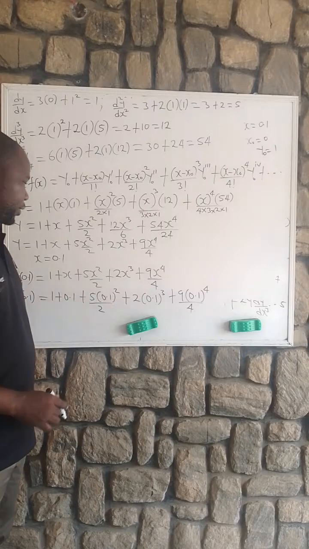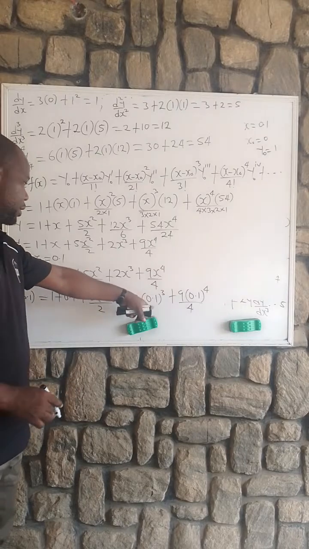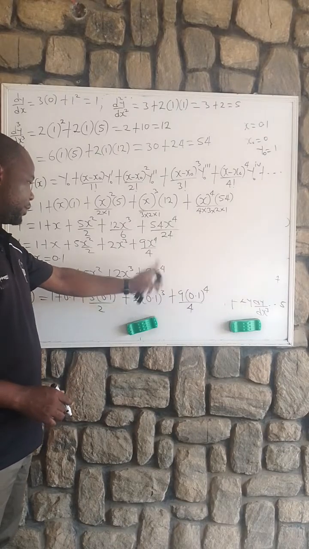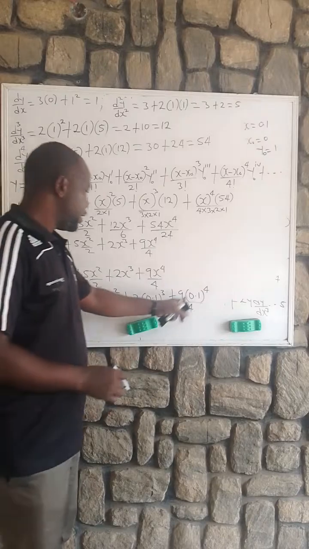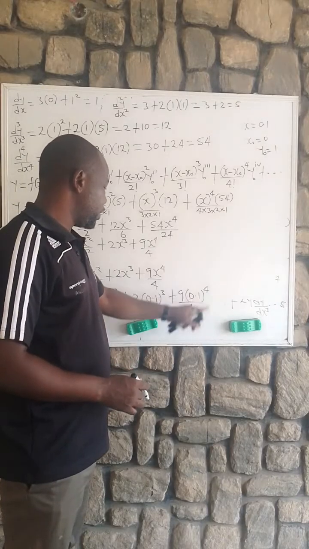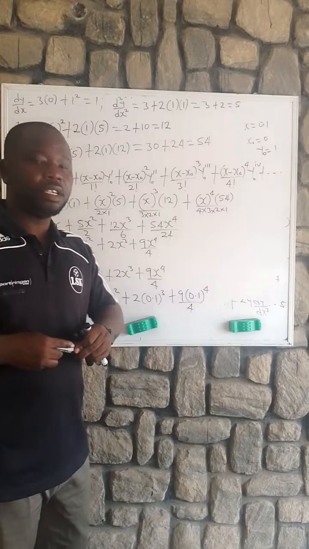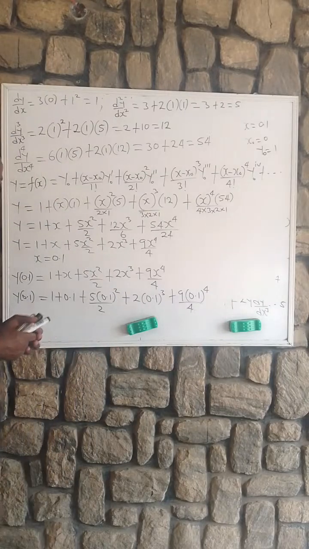0.1 times 0.1, 0.1 times 0.1 times 0.1 again, then 0.1 times 0.1 times 0.1 times 0.1. So just tell us the answer. Is that clear?